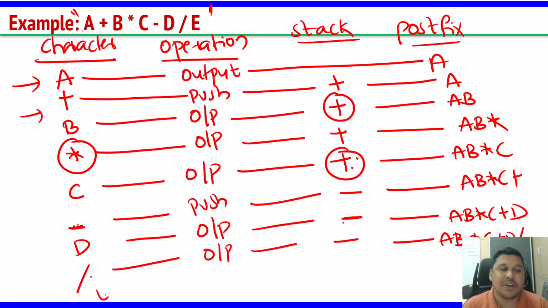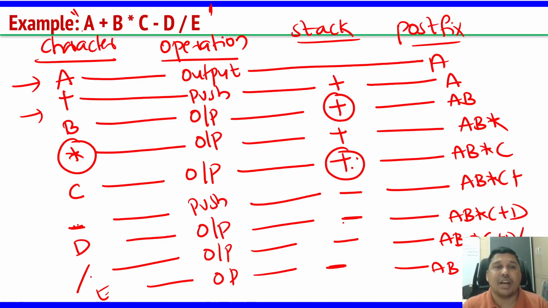Then you have the final one, E. E means simply output it. So the stack remains minus, and this becomes AB star C plus D slash E. We have reached the end of the string. When you reach the end of the string, pop out all the elements of the stack and add them to the expression. So this becomes AB star C plus D slash E minus. This is the corresponding postfix expression for the given infix.